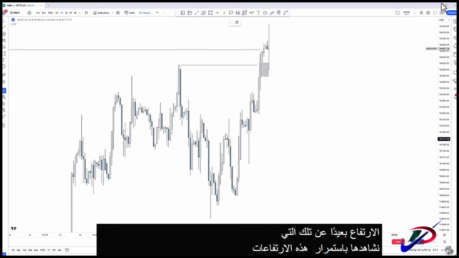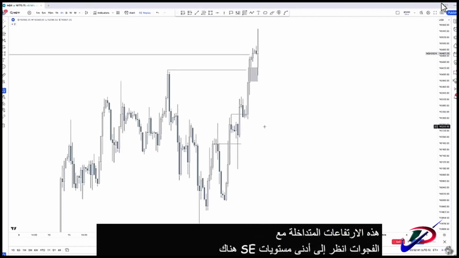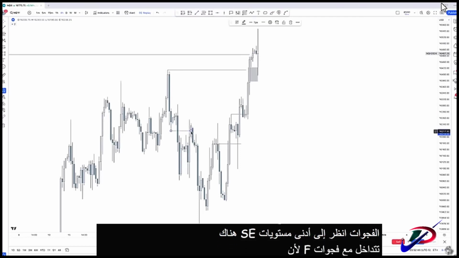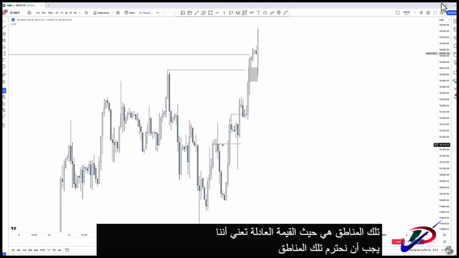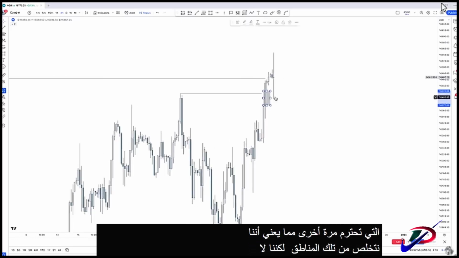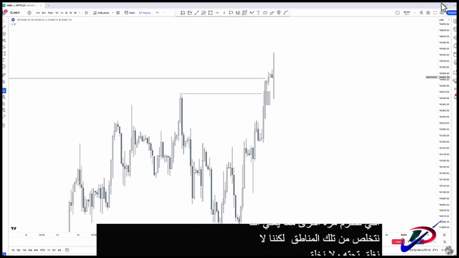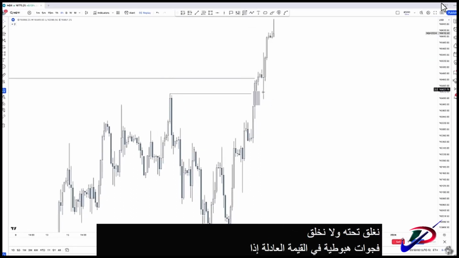Look at these highs overlapping with the fair value gaps. Look at these lows right there overlapping with the fair value gaps, because those areas are where fair value is, meaning we should respect those areas. Respecting, again, meaning that we are wicking those areas, but we are not closing below it, and we are not creating bearish fair value gaps lower.